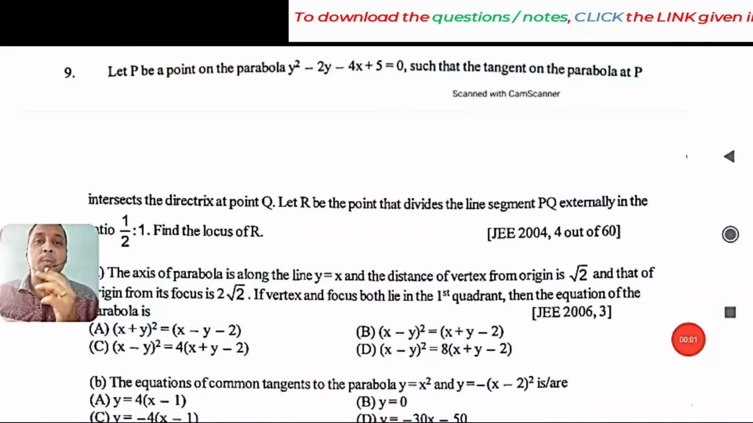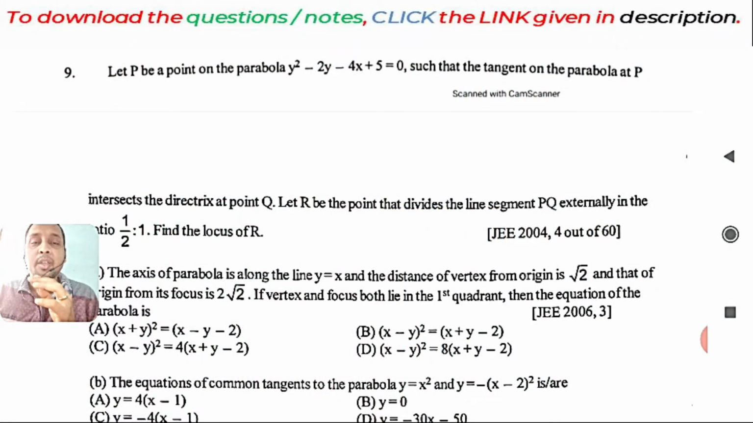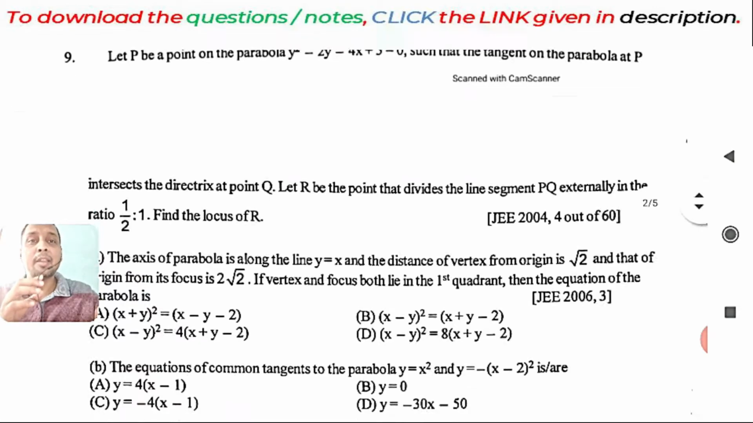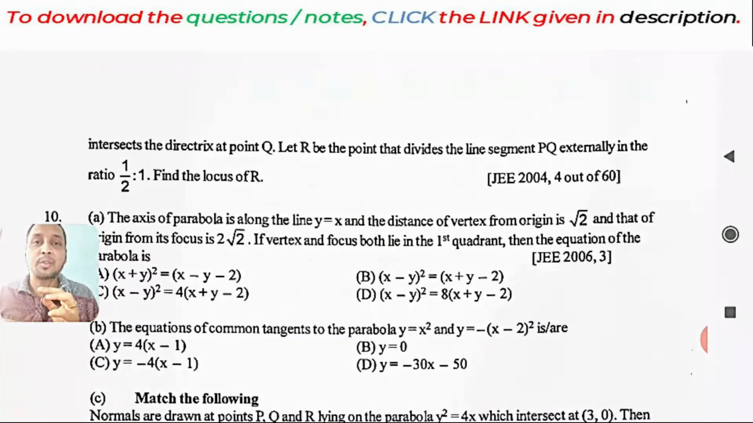Okay students, welcome you all to this new lecture in advanced level where we are solving previous year IIT JEE questions. So today we will be solving question number 9, question number 10A and 10B, three questions. And okay, then let's try to solve these questions.